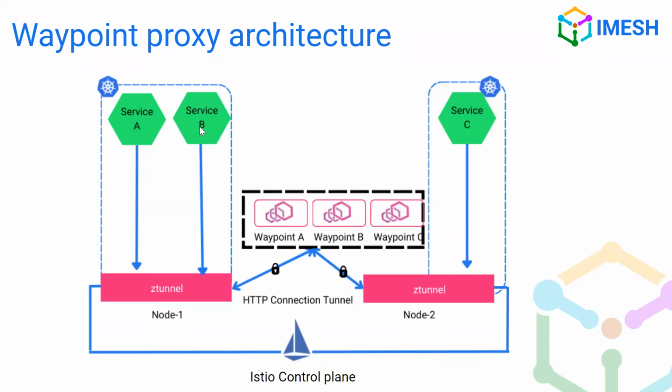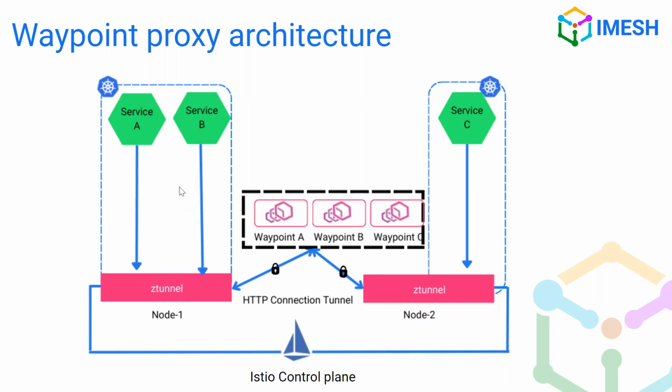But what happens if the Waypoint proxy is running on node 2? In that case, a similar thing will happen, but it will first go to Ztunnel. Ztunnel will send the data to the Waypoint proxy on the same node, and after that, the data will be transferred to node 1 and then service B. So it's not necessarily that the Waypoint proxy will always sit on the same node on which a particular service is being serviced.